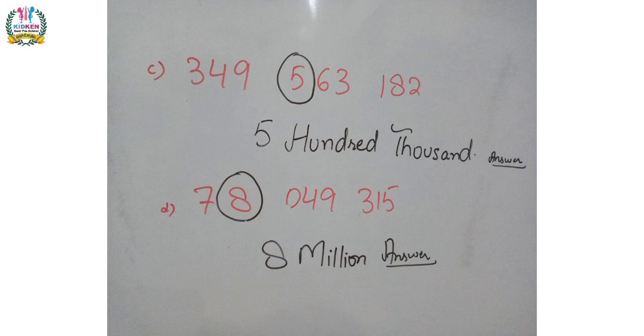Part D has 8 digits. Again we start counting from right hand side to left hand side. So 5 has place value ones, 1 has place value tens, 3 has place value hundreds, 9 has place value thousands, 4 has place value 10,000, 0 has place value 100,000 and 8 has place value million. So we can write the 8 as 8 million.